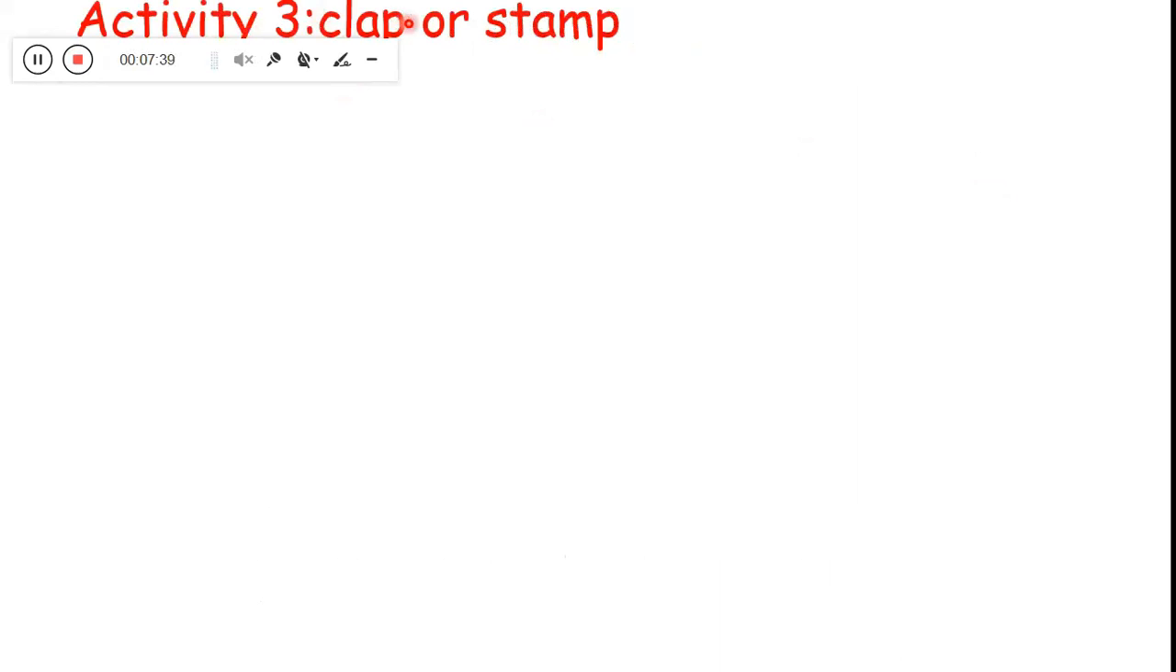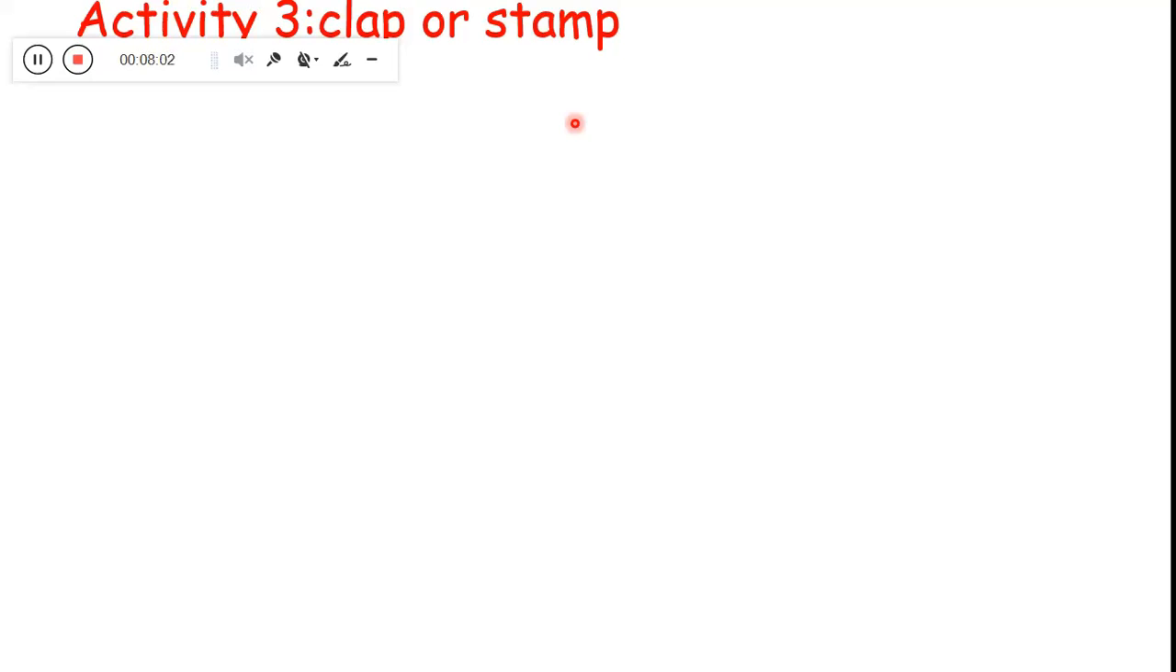Activity 3: clap or stamp. Clap means you clap your hands, stamp means you stamp your foot on the ground. We have 4 sentences about the picture I just explained. We will read them, and if the sentence is right, clap. If the sentence is not right or is wrong, stamp your feet.